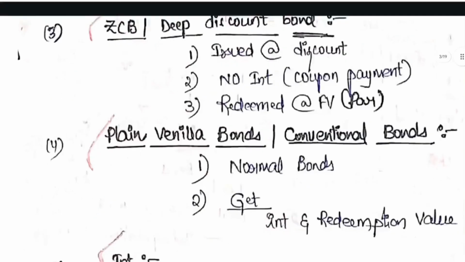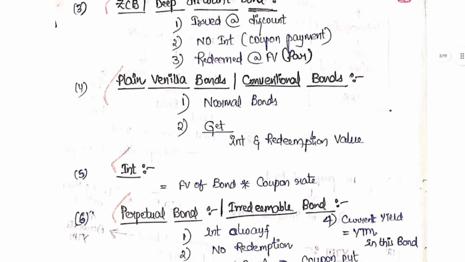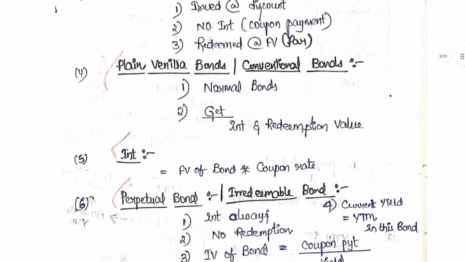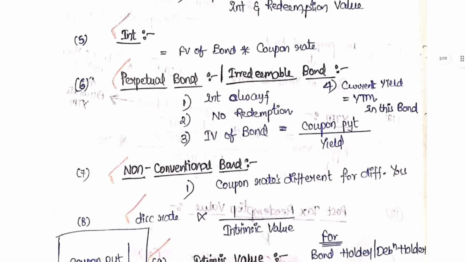Next, zero coupon bond. Zero coupon bonds or deep discount bonds are issued at a discount. There will be no coupon payment or interest payment, but they are redeemed at par. Plain vanilla bonds or conventional bonds are the normal bonds. They get interest regularly, and finally there will be a redemption value. Interest is calculated on the face value of the bond. That equals face value of the bond into coupon rate.